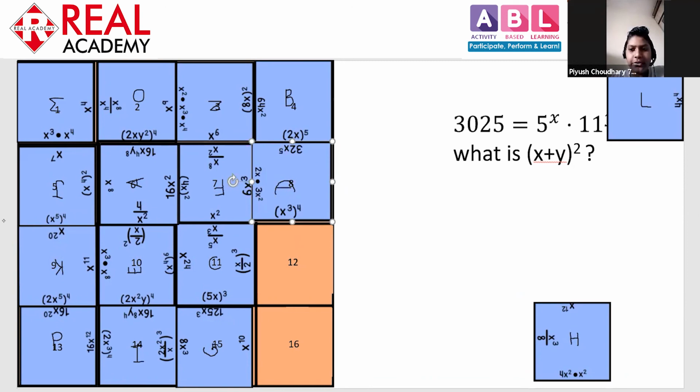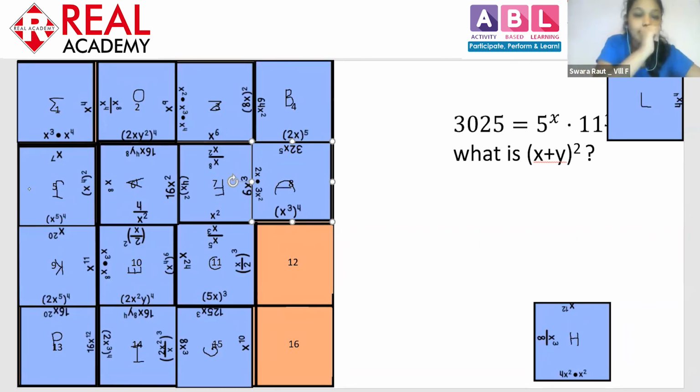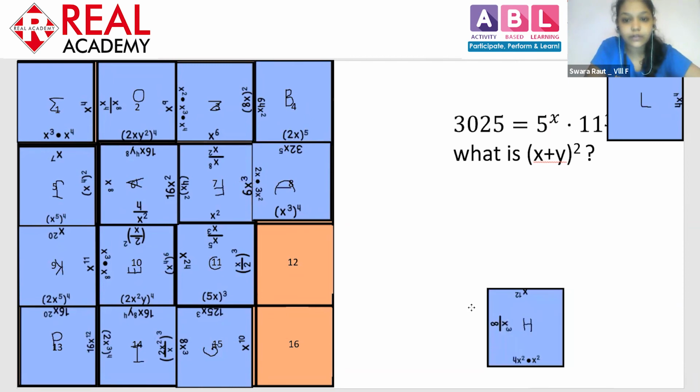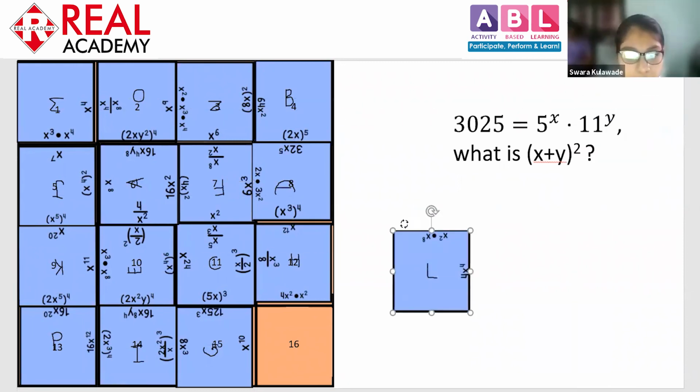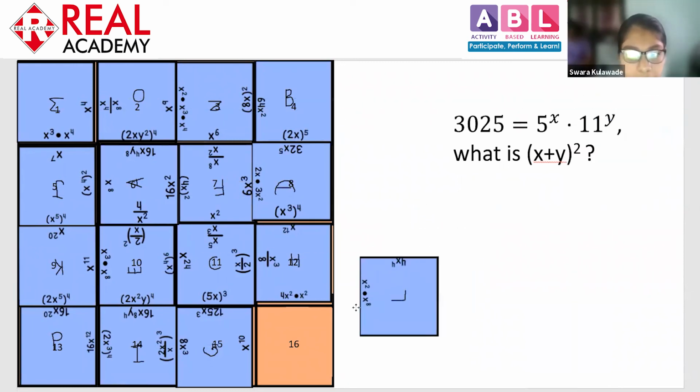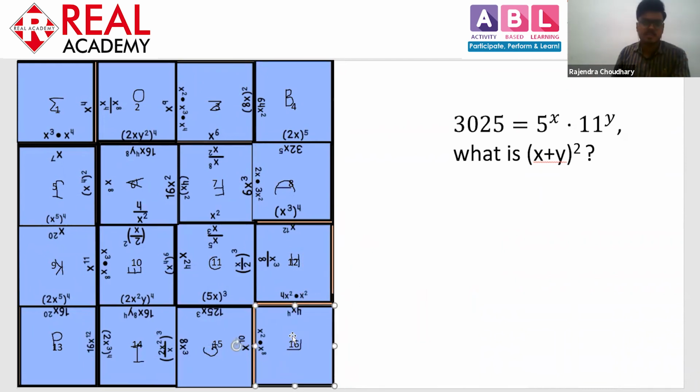Do we have a new participant? Swara. Everybody else got the answer. Swara Rao and Swara Kulaude will give me the last two answers. Yes, Swara. H on 12. No need to rotate. H on 12, correct. This is power upon power, so it will get multiplied. Swara, last one. L, need to rotate. Okay. This will be here. Correct. So, our puzzle is solved.